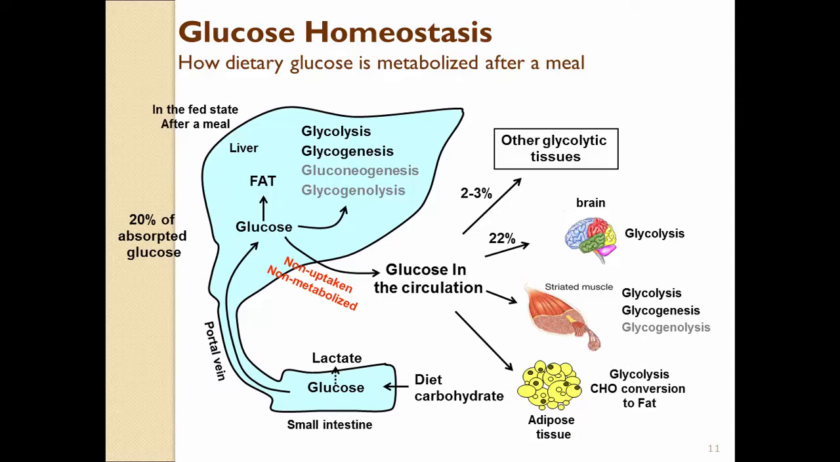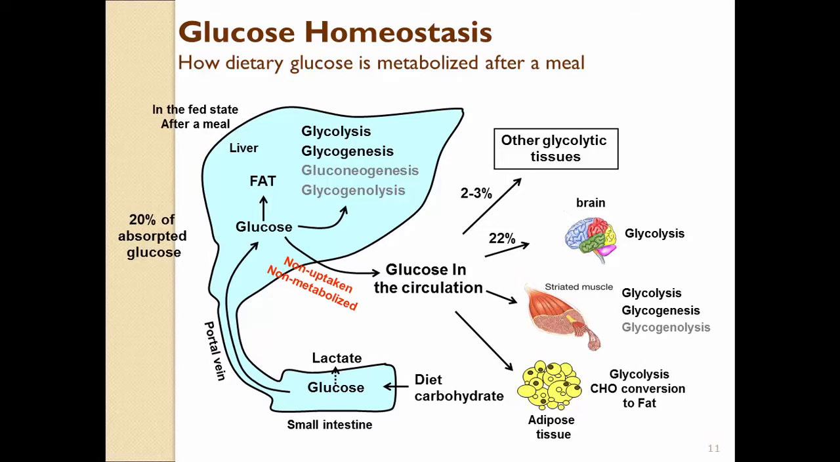Okay, so this just gives you an overview of how dietary glucose is metabolized after a meal. In other words, how our body metabolizes glucose in order to maintain blood glucose level, to not allow the blood glucose level to go too high after a meal. We absorb a lot of glucose from the food. So, start with the digestion of dietary carbohydrates. Once we digest carbohydrate, we absorb the glucose into the enterocytes, right?